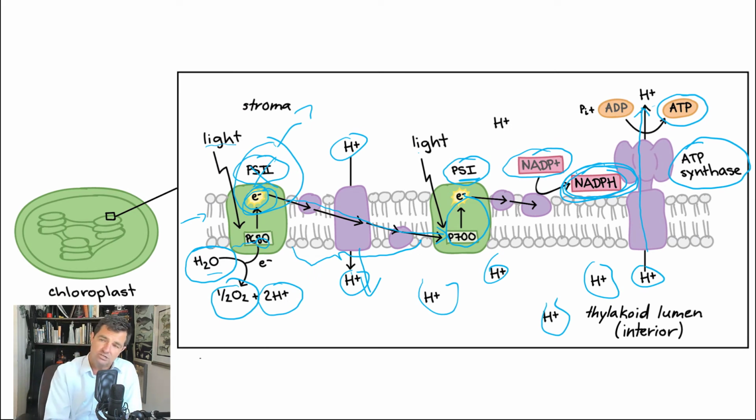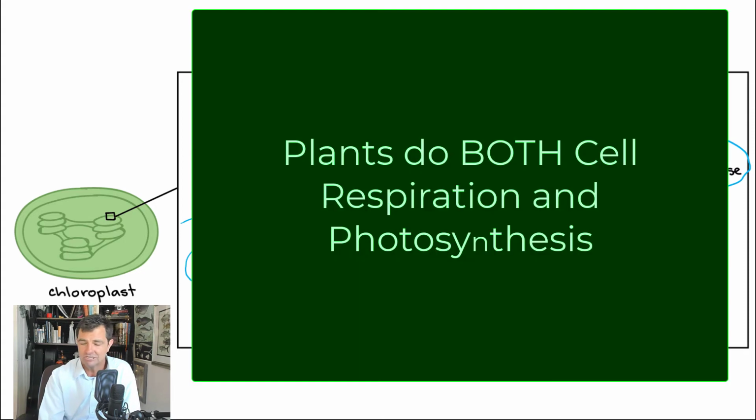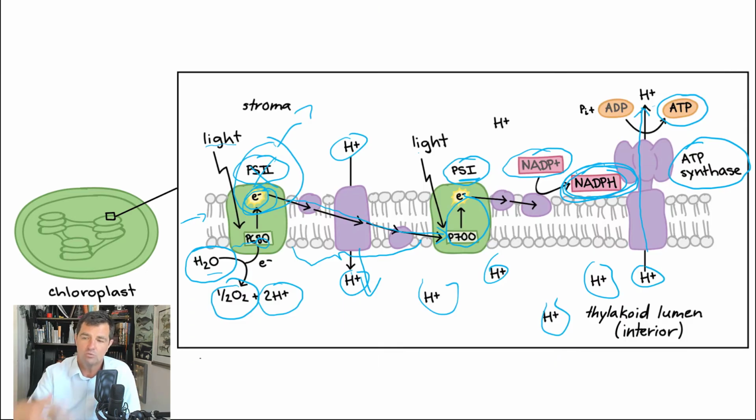And it's important to note, people always seem to forget this, but plants actually do both photosynthesis and cell respiration. We as humans are only doing cell respiration, but plants are doing both. They do the photosynthesis to generate glucose, as we'll see, but then they use cell respiration to actually make ATP.